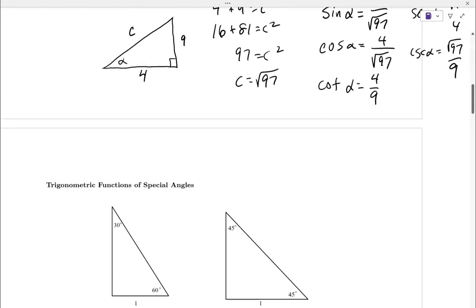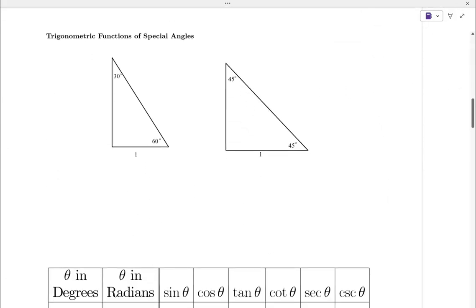All right. So going forward, there'll be some special angles that we'll want to know the exact values of the trig functions for. This is going to require us to remember a little bit of geometry. Let's actually do the one on the right first. Let's do what we refer to as a 45, 45, 90 triangle. So again, the right angle is here.